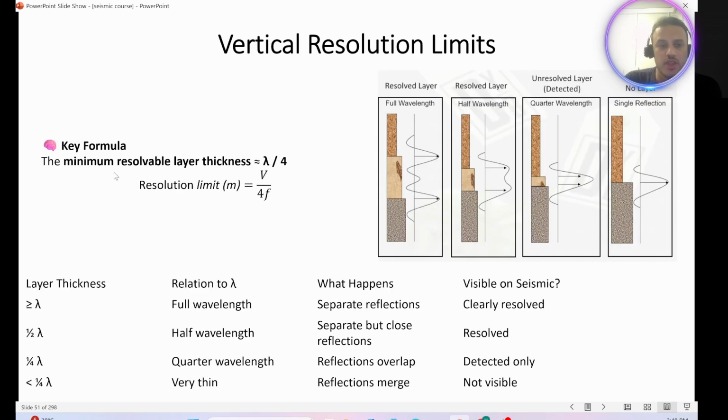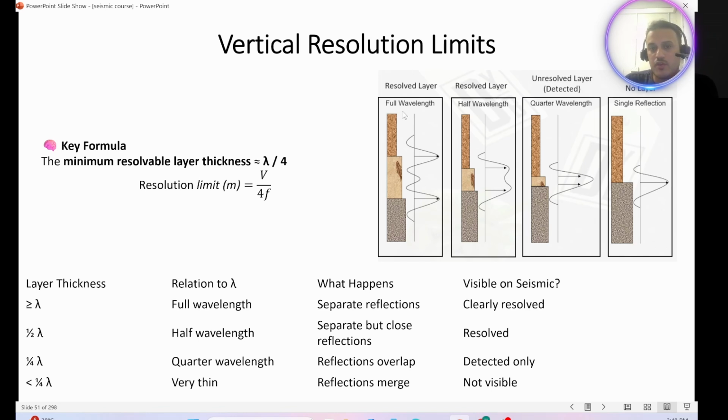So the limitation is the minimum resolvable layer thickness. This is the minimum resolvable layer thickness that we can detect. The minimum resolution is lambda divided by 4. So the wavelength divided by 4 is the minimum resolution that we can see on the seismic trace.